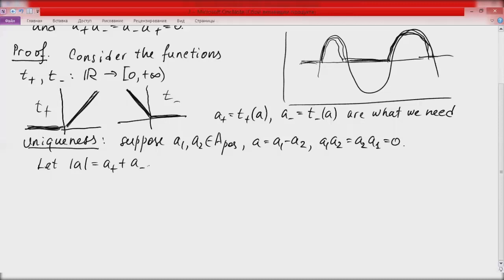And now let's do a little calculation. So A squared is A1 minus A2 squared. When we multiply A1 minus A2 by itself, by using the fact that the product of A1 and A2 is 0, we see that this is A1 squared plus A2 squared. And for the same reason, this equals A1 plus A2 squared.